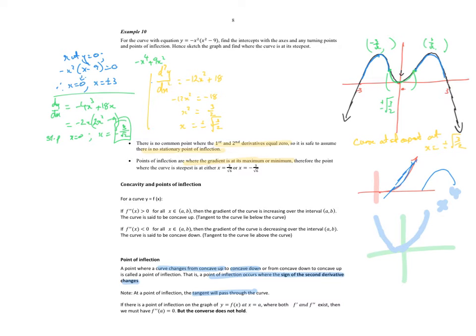All right. So just because the second derivative is 0 doesn't make it a point of inflection. We have to check the first derivative at that point as well. And remember, if the second derivative is greater than 0, it's concave up.